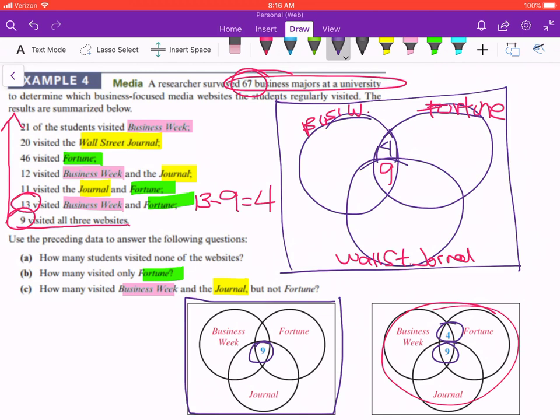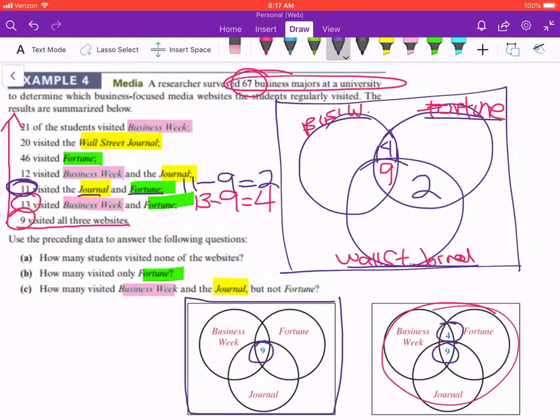Now we're going to have to do the same thing for every double intersection. The only triple intersection was the 9. The next 2 journals are Wall Street Journal and Fortune magazine. For that intersection, it says 11. However, we need to subtract 9 from it, from the triple intersection. And so that 2 will be placed right here at the intersection of the Wall Street Journal and Fortune magazine. Now, if you count 2 plus 9, you get the total 11 that they're talking about.